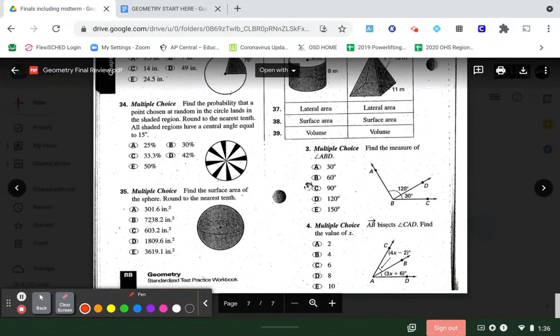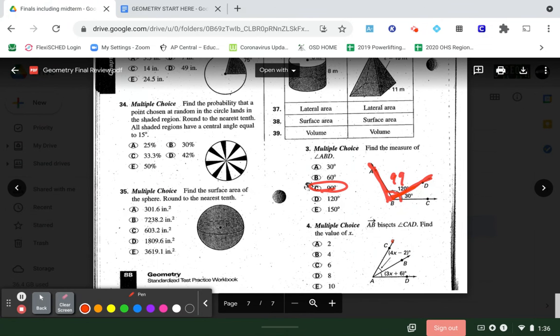And I'm going to look at this one. Find the measure of angle ABD. Oh, finish on nice easy ones here. So we've got 120 is the big angle. 30 is there, so that leaves 90 sitting there. There we go. ABD right there.